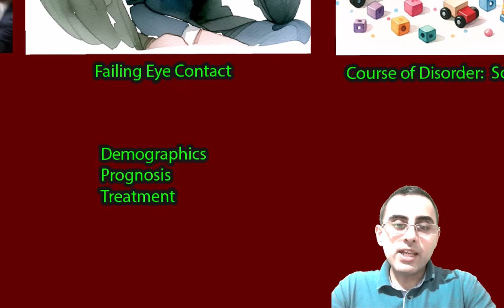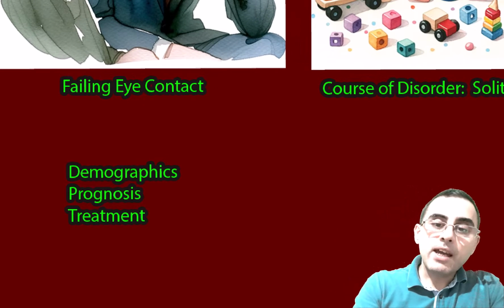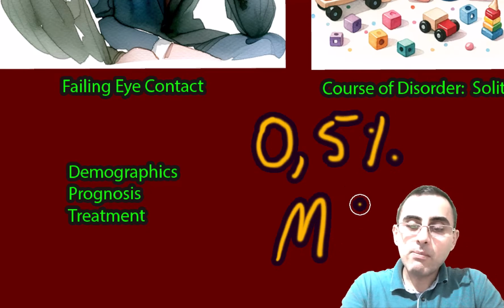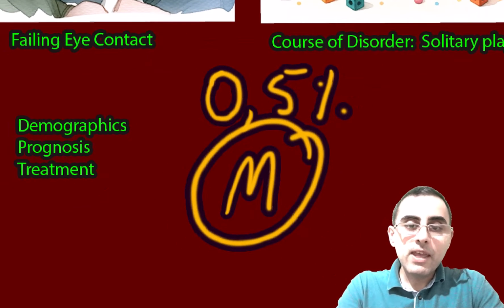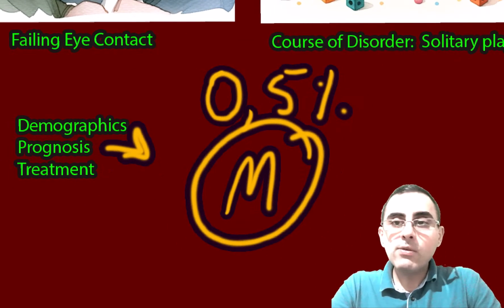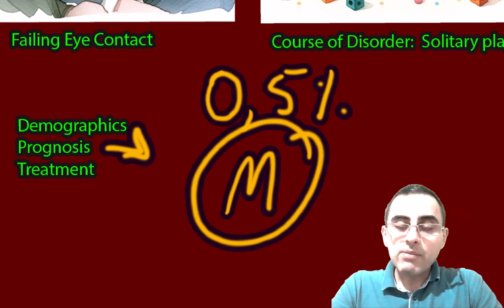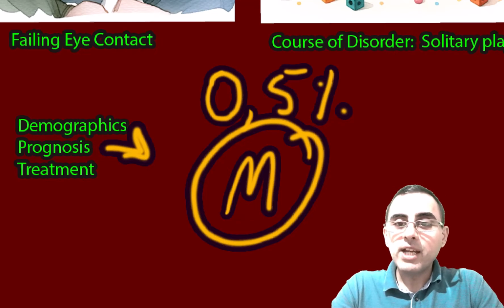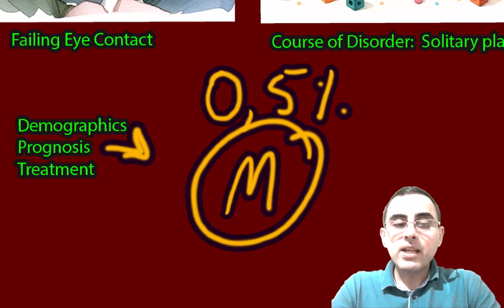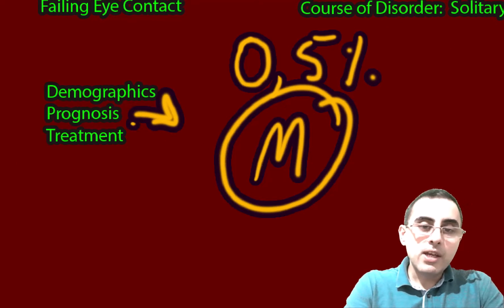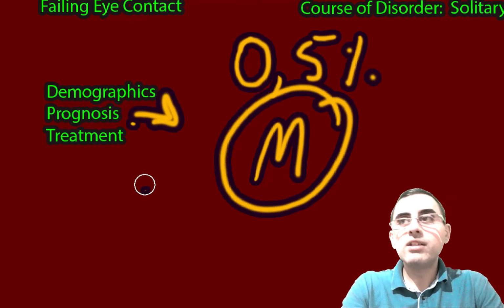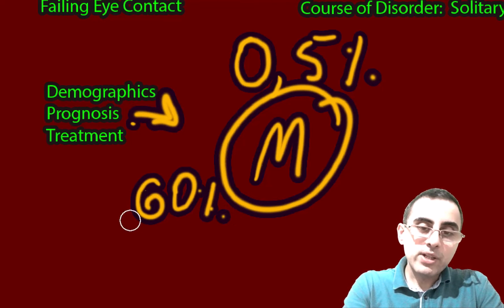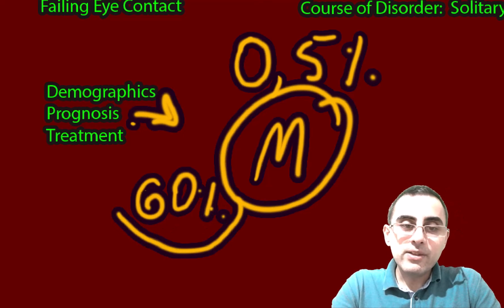Now let's talk about statistics and demographics. Asperger affects around 0.5% of the population. It's more common among males, but females are also affected. Prognosis is good because there is no direct correlation between Asperger disorder and lifespan. They live a normal lifespan, and many of them are well adapted in society, but anxiety disorder is much more common in people with Asperger disorder, and there is no cure for Asperger disorder. 60% of people with Asperger disorder have anxiety disorder also.